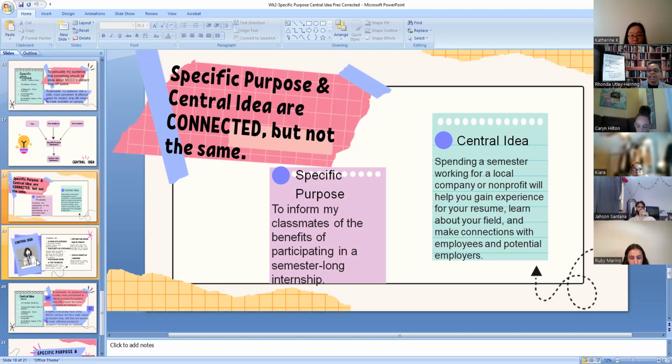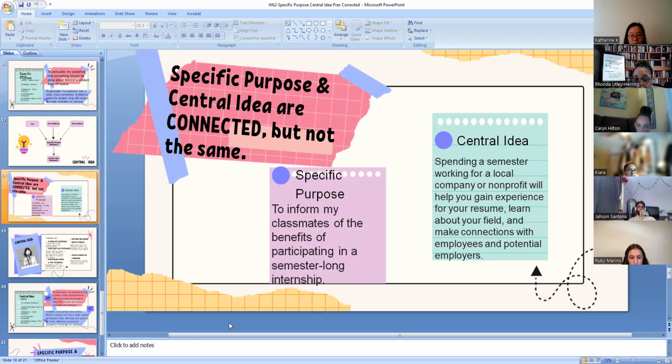The central idea is what the speaker wants the audience to remember when they have forgotten everything else about the speech. It reveals more about the content of the speech than the specific purpose does. And it's important for you to understand that this usually crystallizes late in the process of preparing your speech. Why? Because you have to do some research to come up with those three main points.